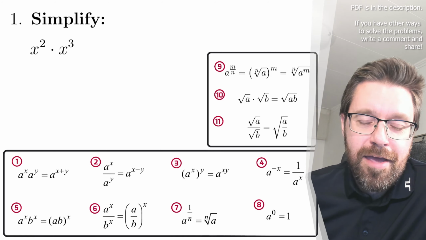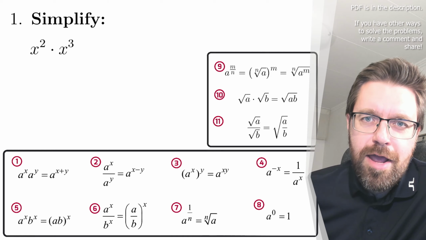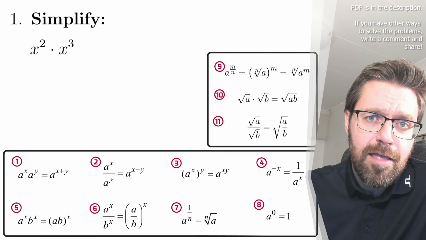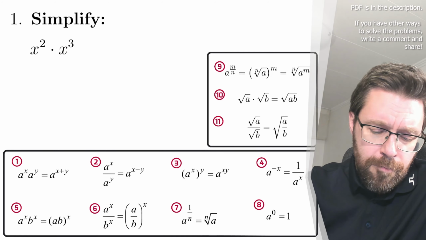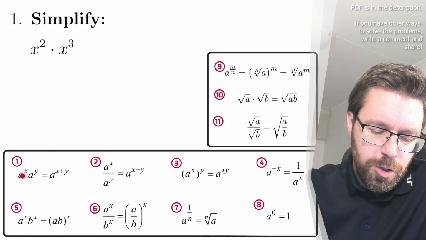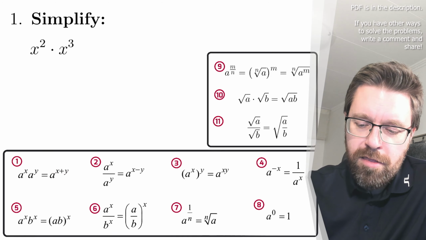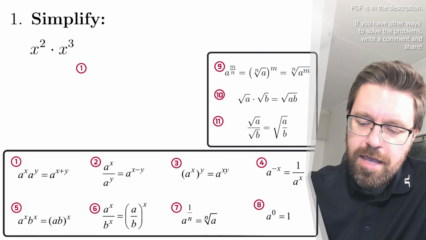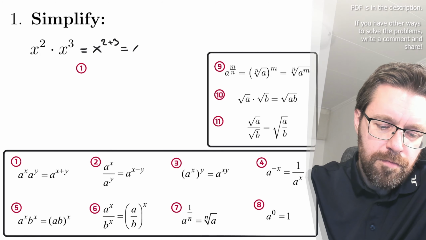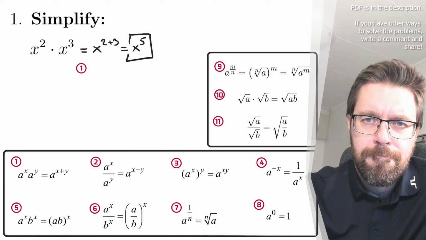Question number 1. The first questions are the simplest ones. x raised to 2 times x raised to 3. We see that these two powers have the same base, the same number at the bottom, and then we're looking for a rule that applies when we have the same base. Rule number 1 works here, and it tells me that we can add the exponents to each other. So this equals x raised to 2 plus 3, and of course it will be x raised to 5. And this is the answer.